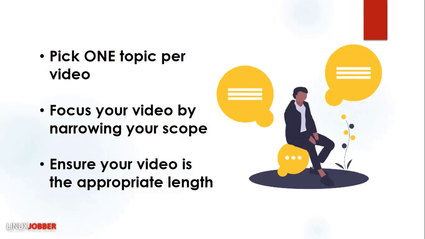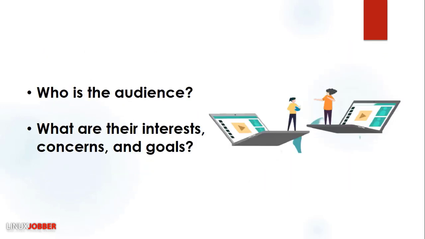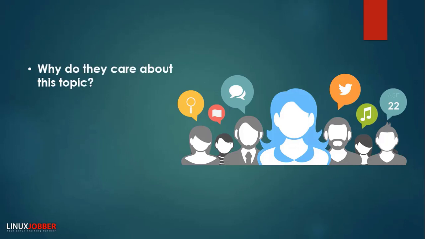2. Who is the audience? Start with basic demographic information like education, age, professional organizations, association with other groups, and then advance to their interests, concerns, and goals. Why do they care about this topic? Make sure you know why your audience will care. This will ensure you address their concerns and reasons for watching the video.